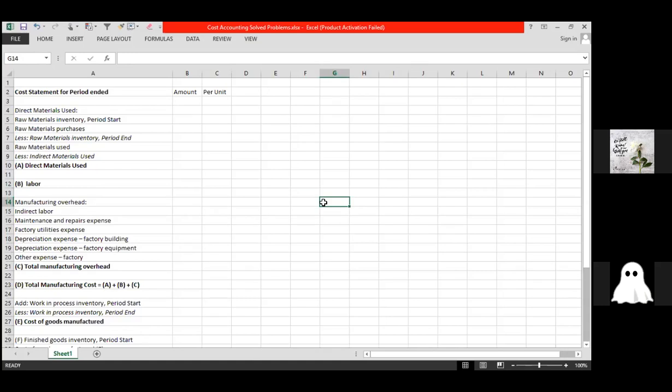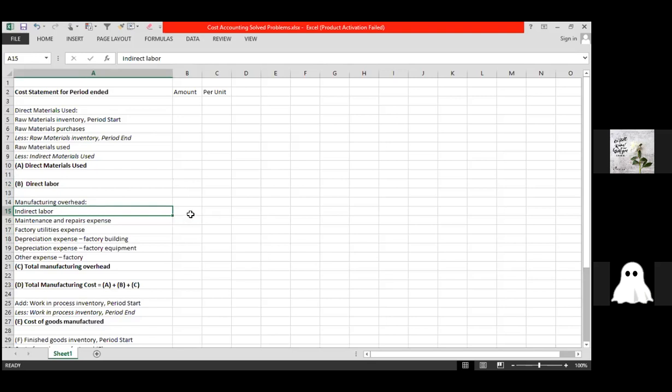Let's say they say factory janitor salary. A janitor that works in the factory. So is that direct labor or indirect labor, or is it an operating expense? You just have to identify that. A janitor working in the factory is not direct labor, right? Because they are not working in the production process. They are a part of the manufacturing overhead and they are indirect labor, right?